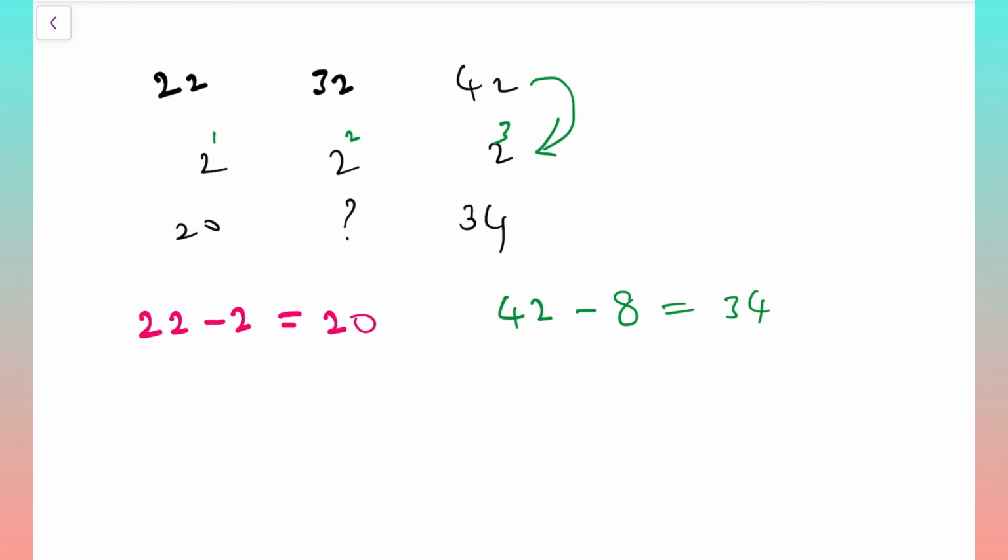Now let us check for the second one then. 32 minus 2 square, 4. 32 minus 4 is 28. So the missing number is 28. Okay, let's check the next question then.